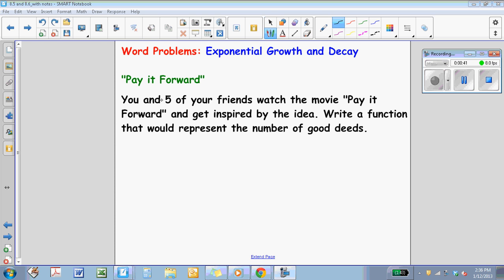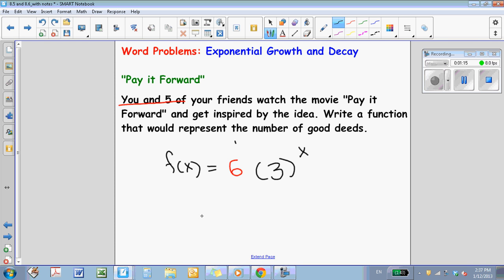Okay, so first of all, hopefully we realize that this is an exponential growth because we are increasing the number of good deeds. So the function is going to be the starting value. If it is you and 5 of your friends, there are 6 people that watch this movie, so there's 6 to begin with. And then since each person is going to do 3 good deeds, our growth rate is going to be 3 to the power of x. So this would be the function: 6 times 3 to the power of x.